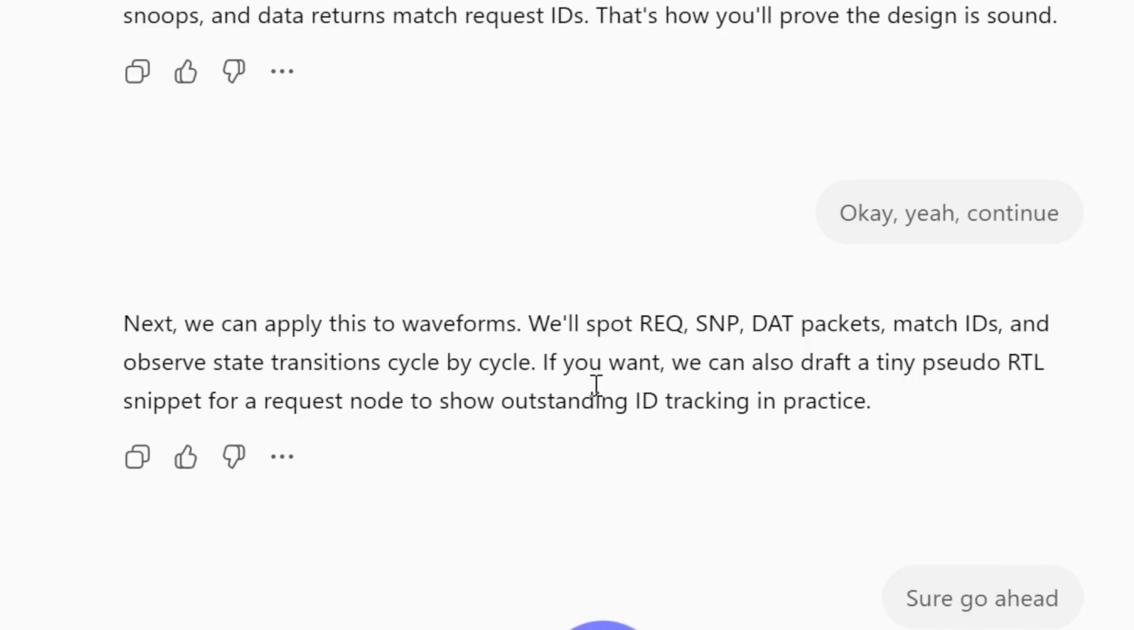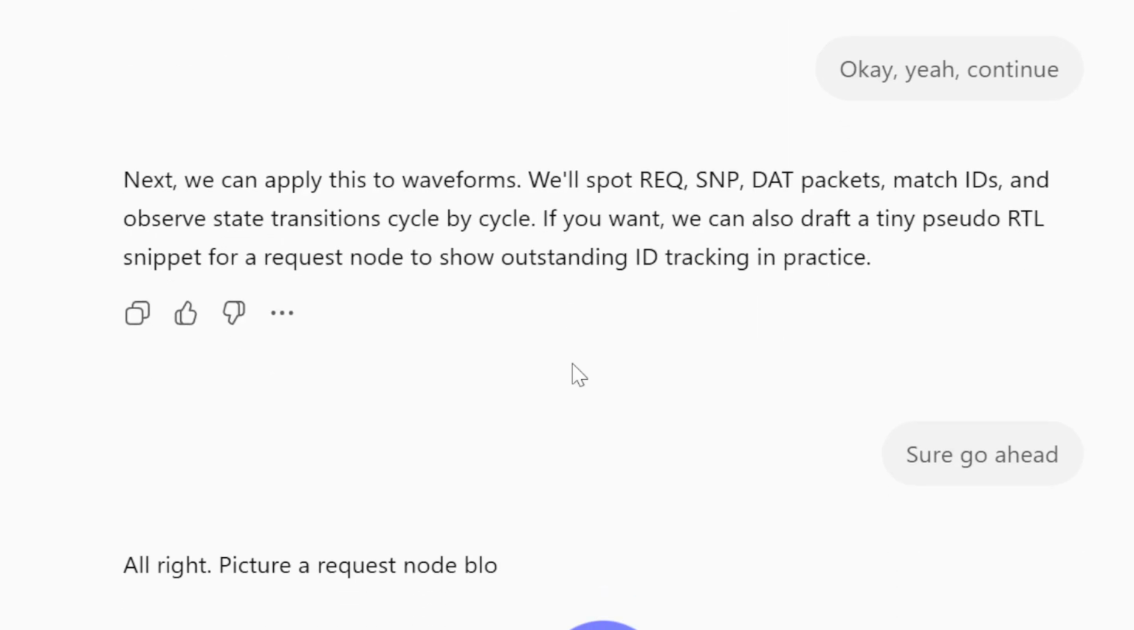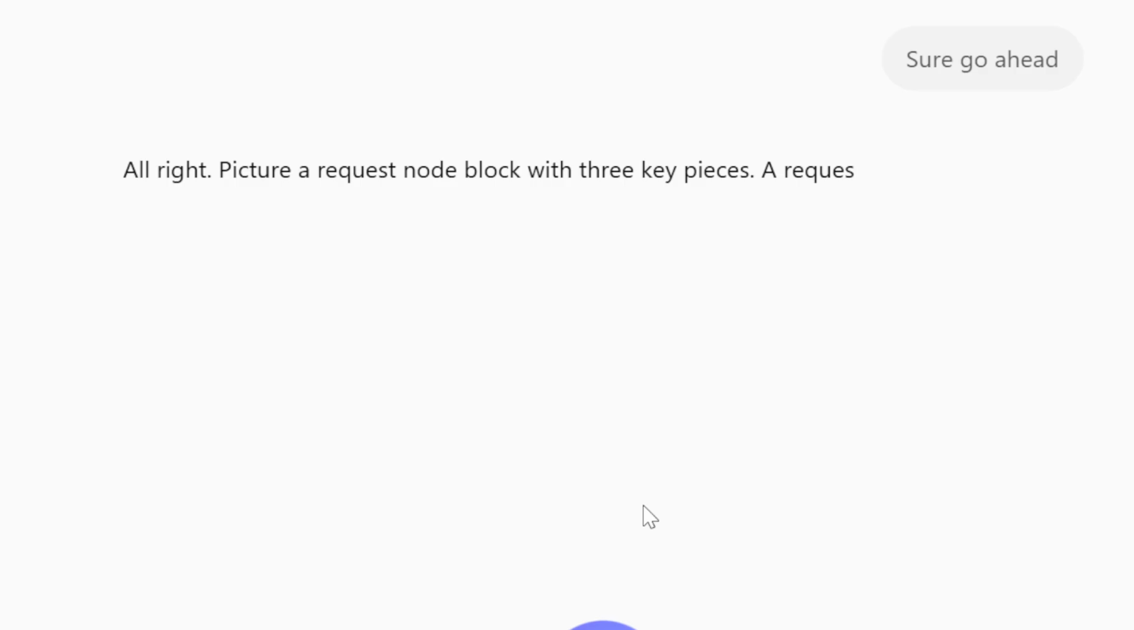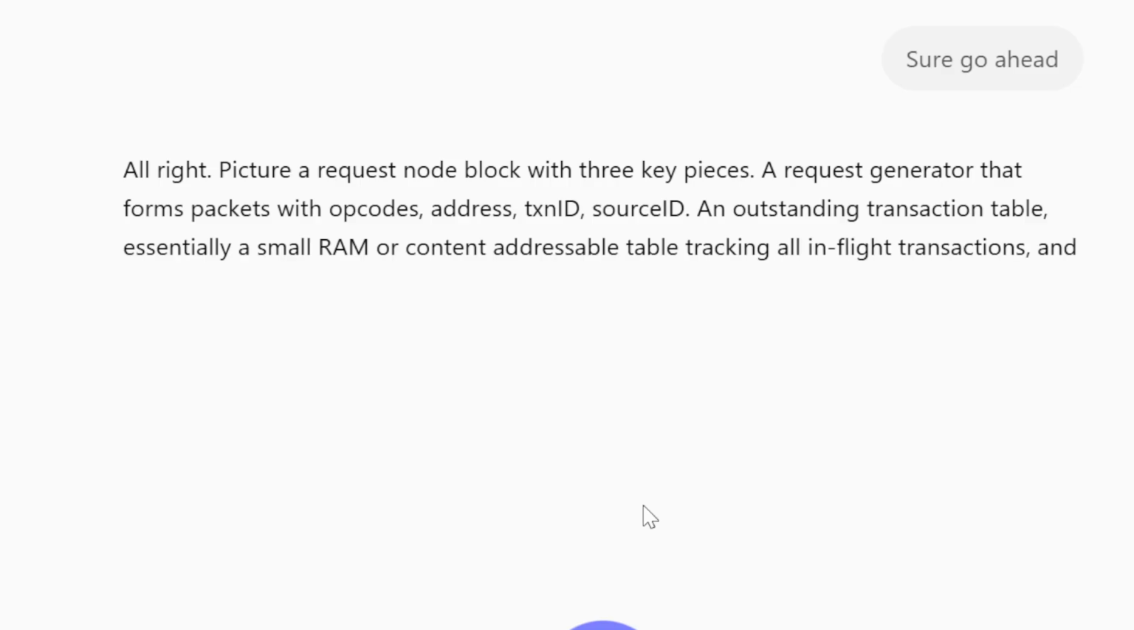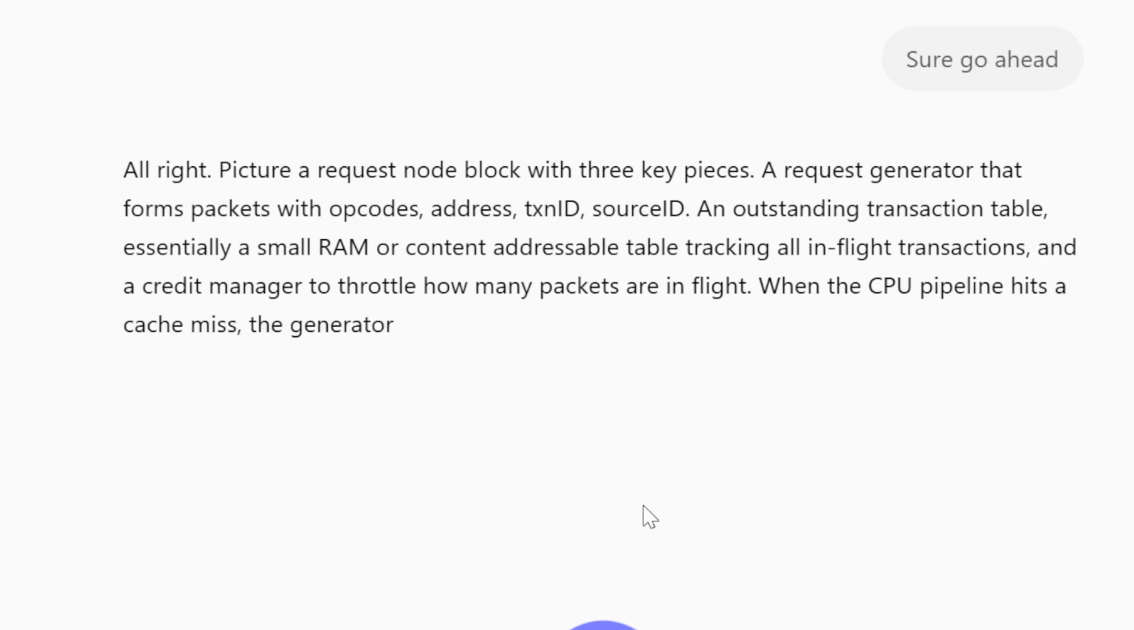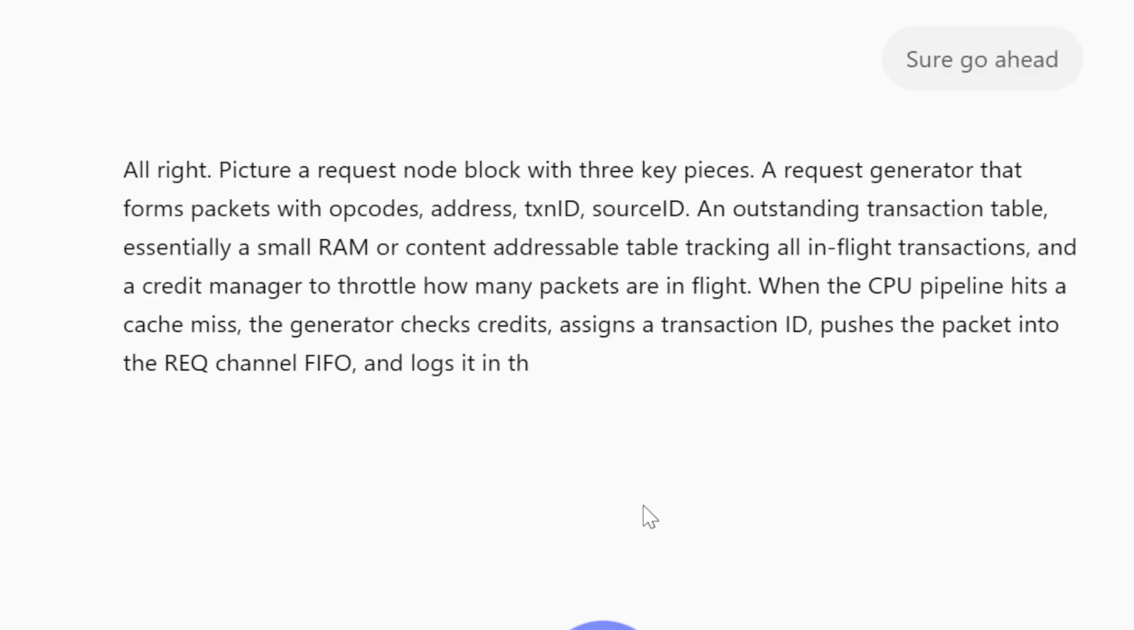Picture a request node block with three key pieces: a request generator that forms packets with opcodes, address, TXN ID, source ID, an outstanding transaction table, essentially the small RAM or content addressable table tracking all in-flight transactions, and a credit manager to throttle how many packets are in flight. When the CPU pipeline hits a cache miss, the generator checks credits, assigns a transaction ID, pushes the packet into the REQ channel FIFO, and logs it in the table.